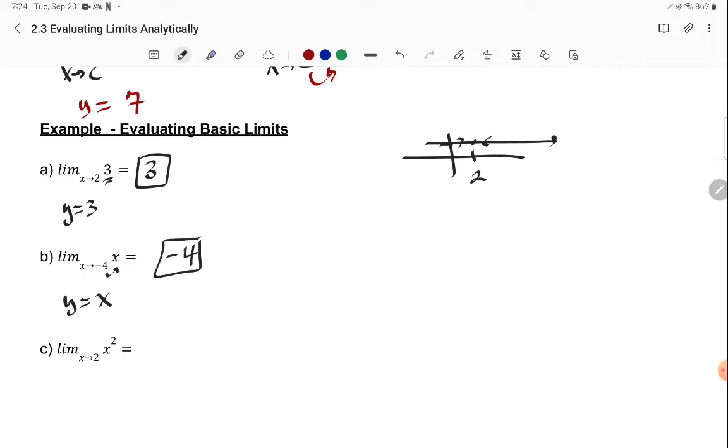That's going to be your y value, because if you think about y equals x, it looks like this. As x equals -4, if y and x are equivalent, then y is going to be -4 right there.